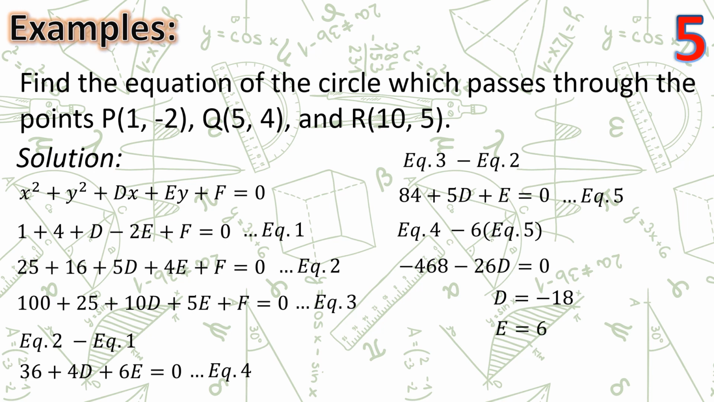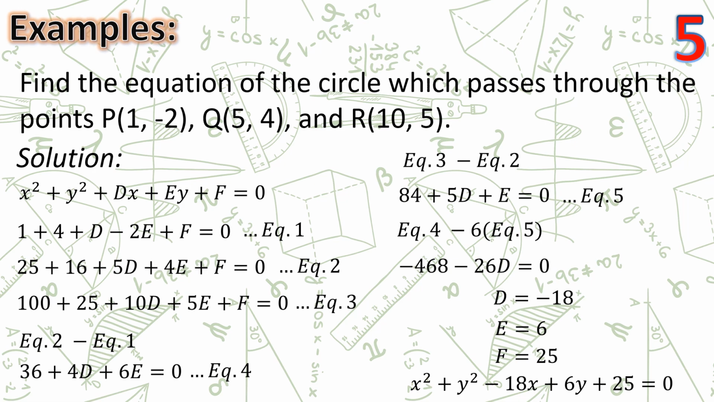Then we choose from equations 1, 2, and 3 and substitute the values of D and E to get the value of F. Doing that, we get F equals 25. Now we can substitute these values of D, E, and F to the general form of the equation, and we'll have the equation of the circle as x squared plus y squared minus 18x plus 6y plus 25 equals 0.